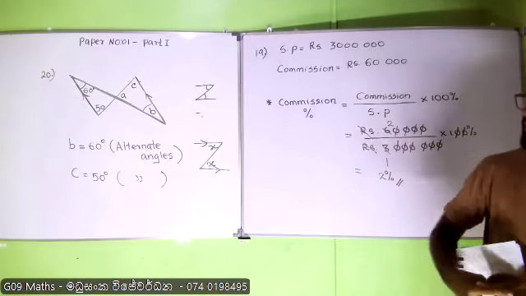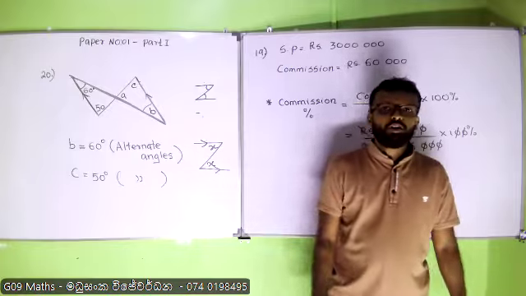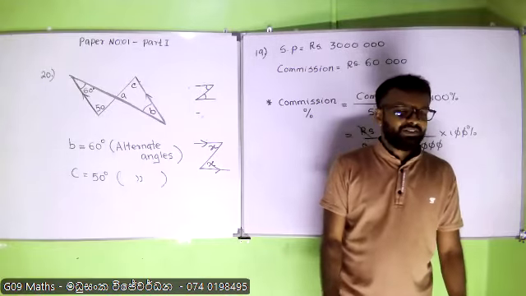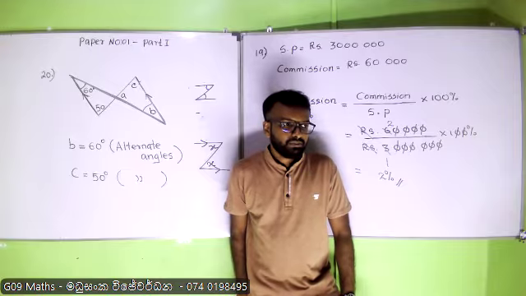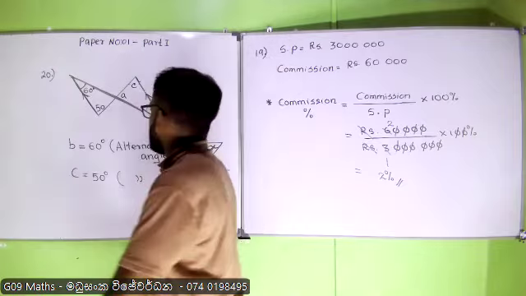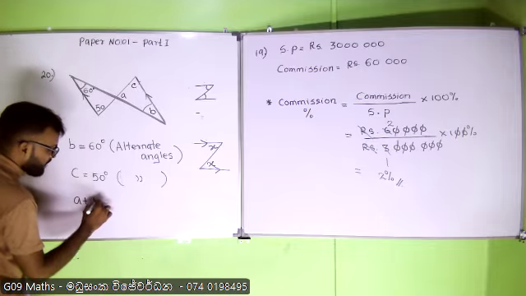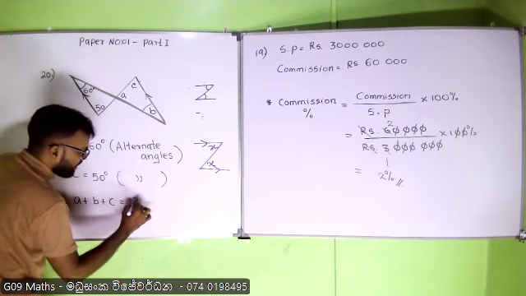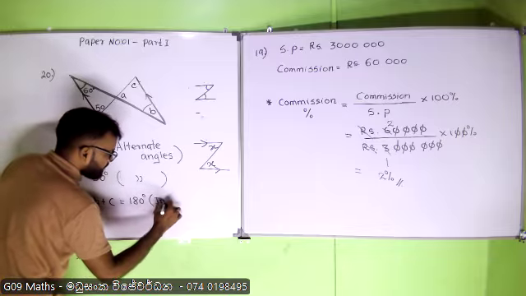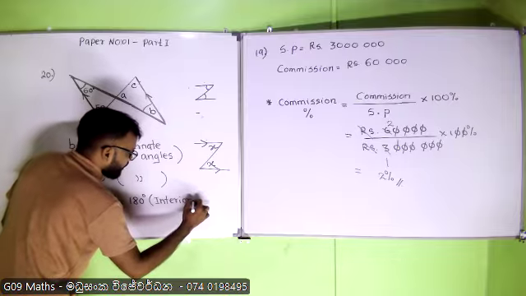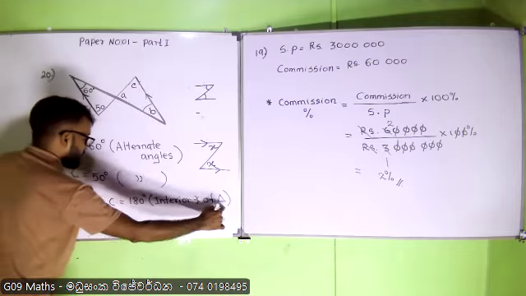Now, can you find the value of A? B is 60. C is 50. What is the value of A? Or tell me how to find it. Interior angles of a triangle. So I can write A plus B plus C equals 180 degrees, the interior angles of a triangle.